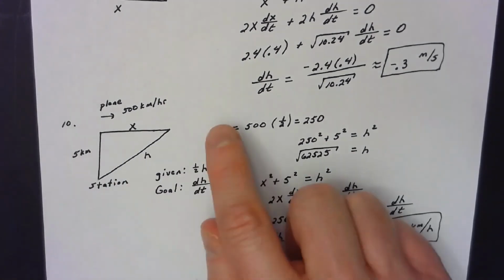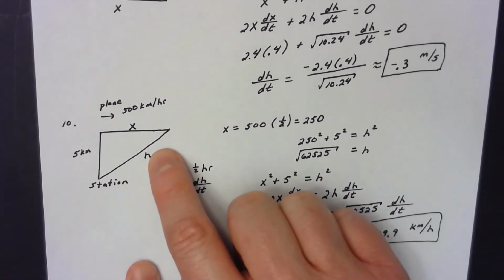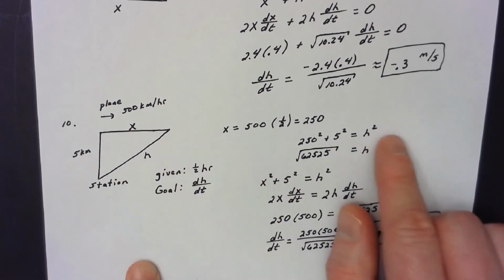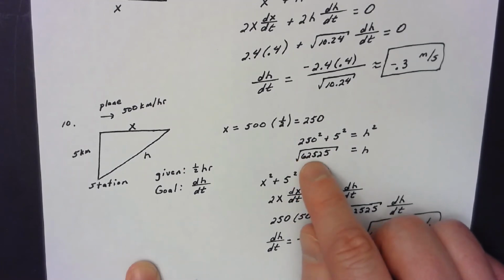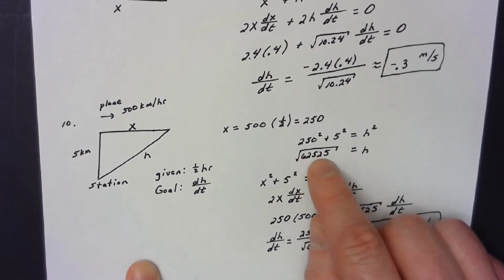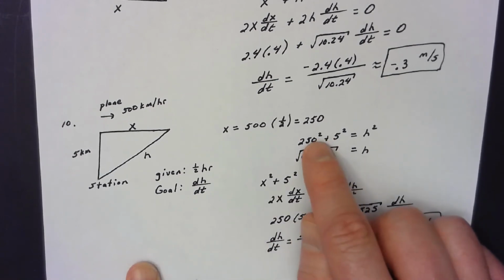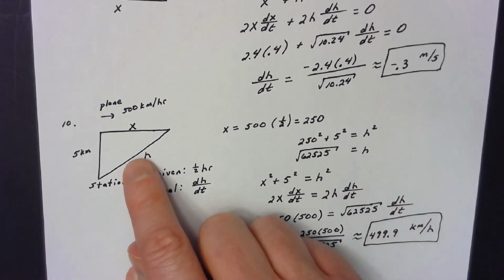I was given in the problem that it was flying 5 kilometers high. It's easy to find the distance between the plane at the point of interest and the station. Just, again, the Pythagorean theorem. 5 squared plus 250 squared equals h squared. So h is just equal to the square root of 62,525, and I would leave that exact for my calculations. Now I have my h value. I'm going to use that same Pythagorean theorem to find out how fast h is changing.